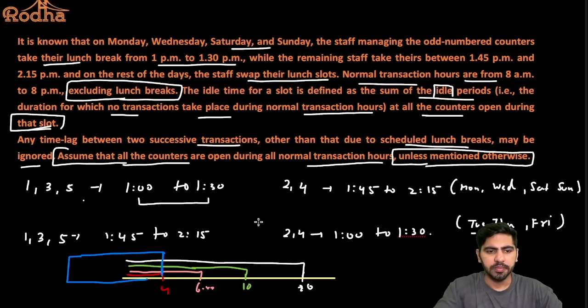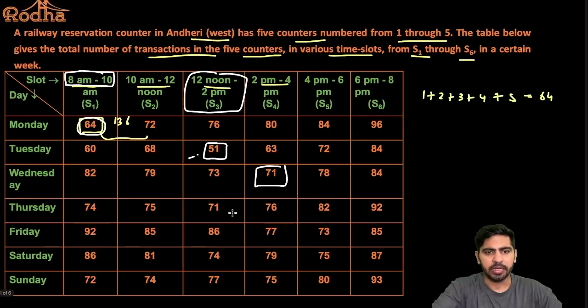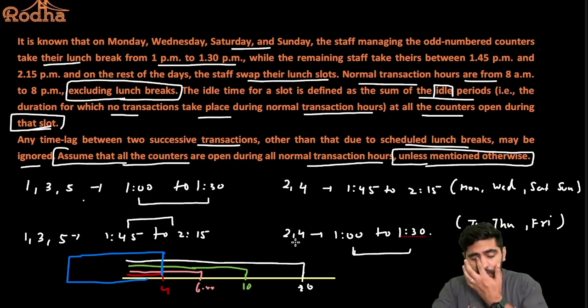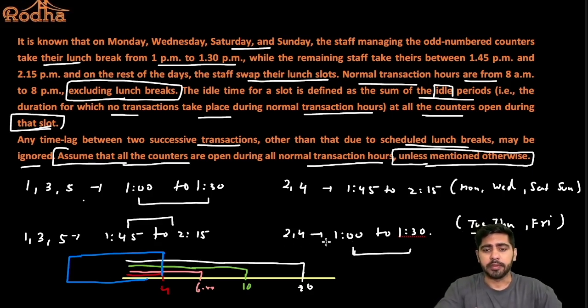So if this is Tuesday, and the other one is Wednesday. All right. So on Tuesday, can I say between 12 to 2, for 15 minutes, counters 1, 3, 5 are empty, isn't it? And from 1 to 1:30, can I say counters 2 and 4 are empty, right? So two of the counters are not working here for half an hour, and three of the counters are not working here for exactly 15 minutes. Why?